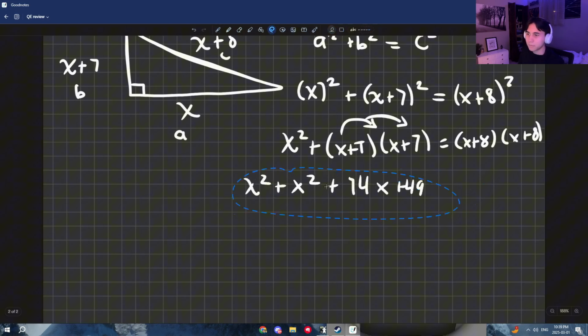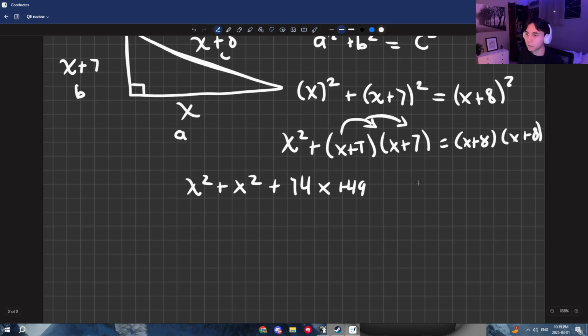This should be fun. And now we have the right side of our equation here, which is x plus 8, x plus 8. And we're just going to FOIL this here. So we get x squared plus 8x plus 8x plus 64. And now we just collect like terms here. And you're going to have plus 16x.